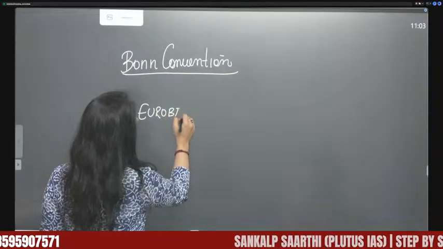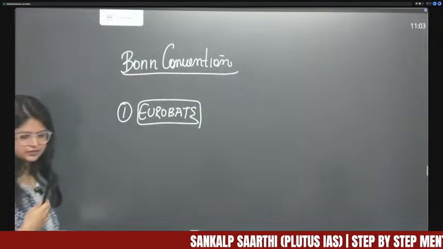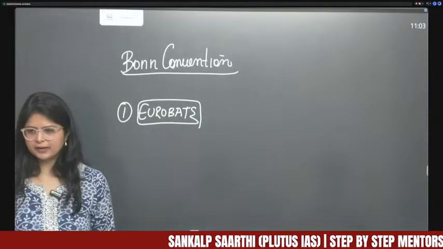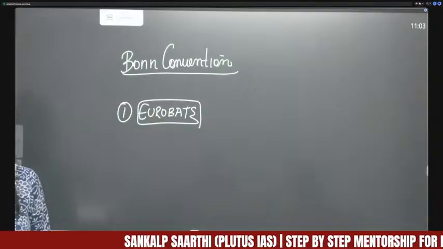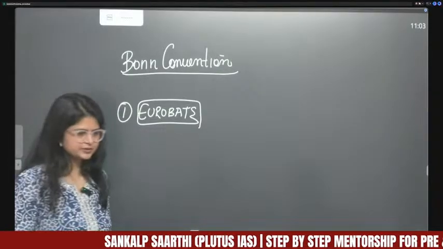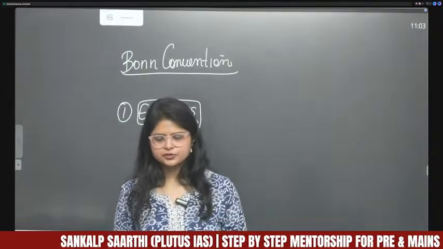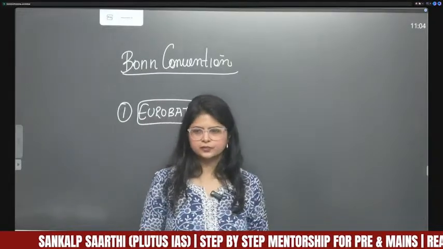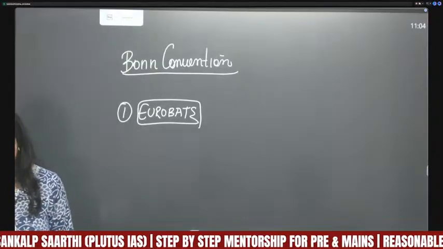कुछ एग्जाम्पल्स है, आपको एग्जाम्पल से ज्यादा समझ में आएगा. So it's clearly visible from the name itself that it's Eurobats is conservation for the bats itself. Write down. It aims to conserve 51 bat species in Europe.